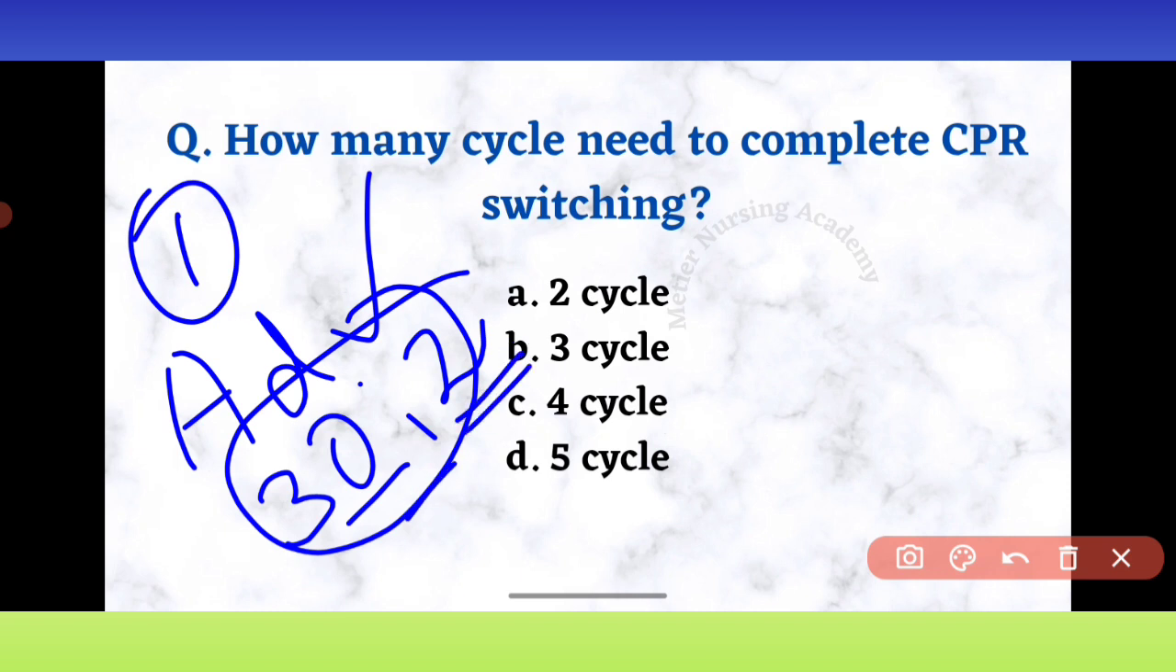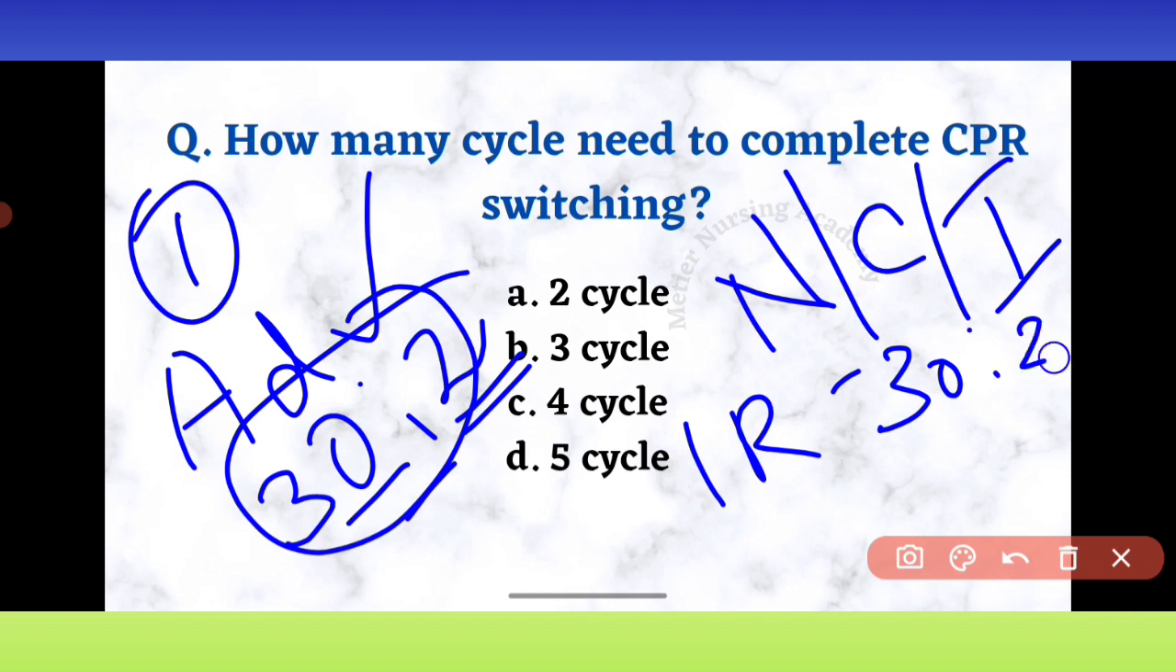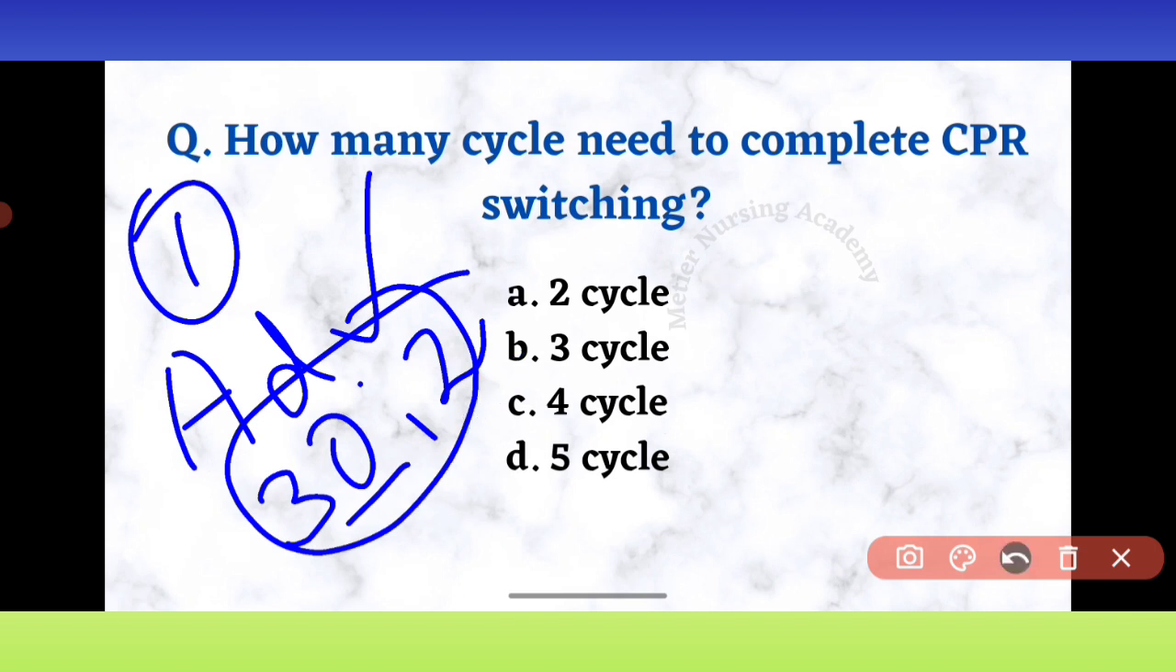The next one is for children. Whether it is a neonate, child or infant, in case of one rescuer the ratio is 30:2, and for two rescuers the ratio is 15:2. And one more important golden point.